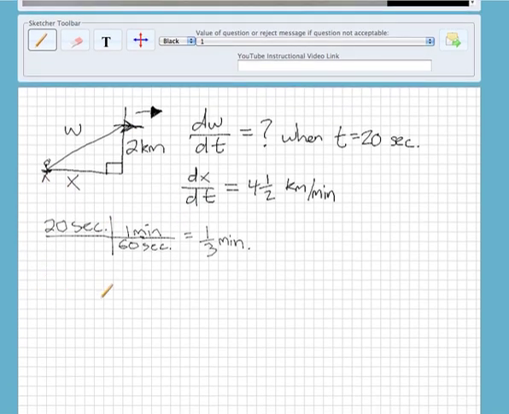Next, we want to write an equation relating these variables. As you can see, it's a right triangle, so we can do x squared plus 2 squared equals w squared. That's our equation relating all these variables. Now we're going to implicitly differentiate with respect to time. The derivative will be 2x times dx dt, plus 0, because the derivative of 4 is 0, equals 2w times dw dt. All right, great.